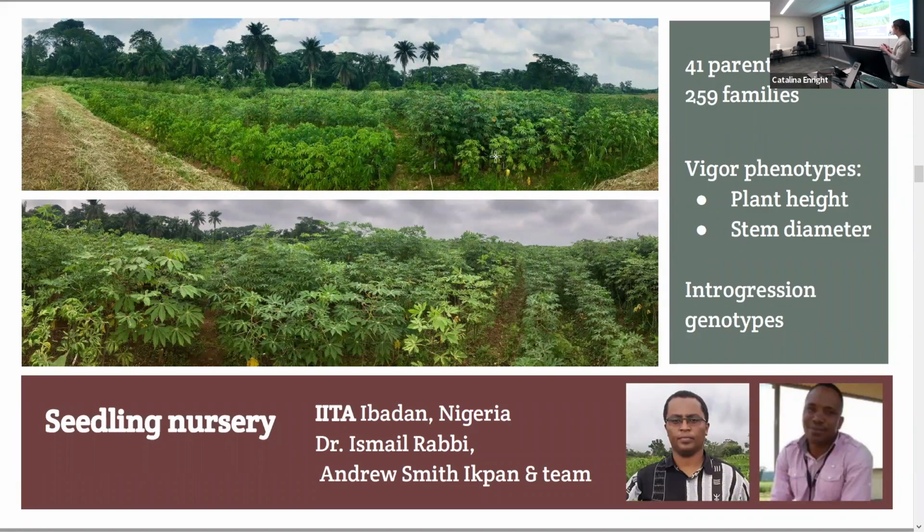The crosses were made between 41 parents that were heterozygous for the introgression, so there are 259 families. While I was there, I evaluated vigor both in plant height and stem diameter, which are two components of what makes a plant look vigorous to a breeder. I also collected leaf samples so that we could screen this population for their introgression genotypes.